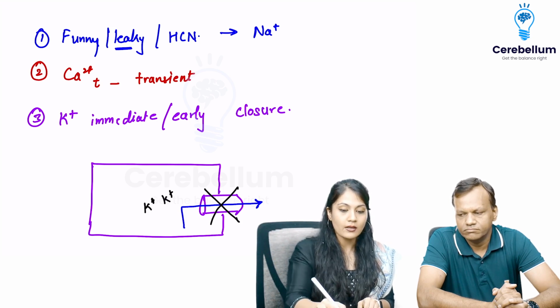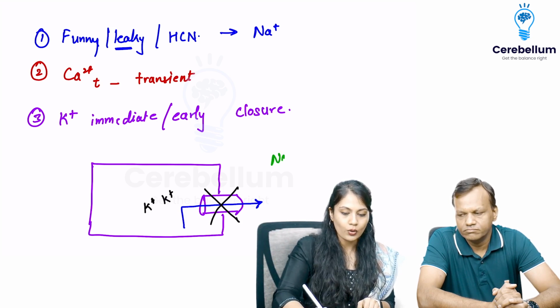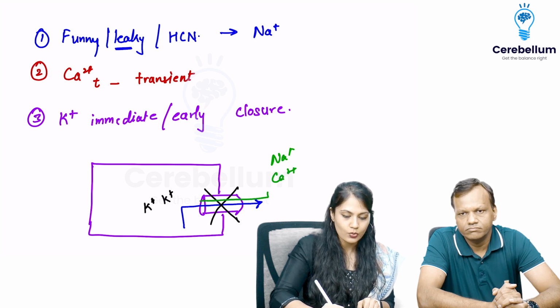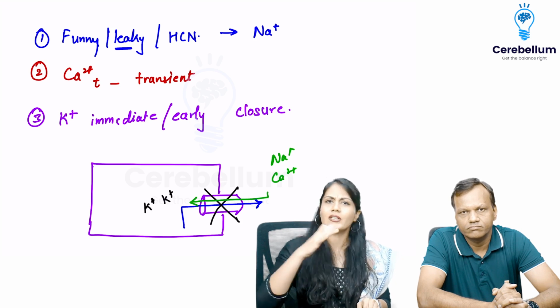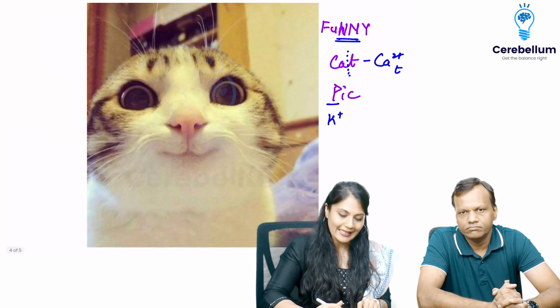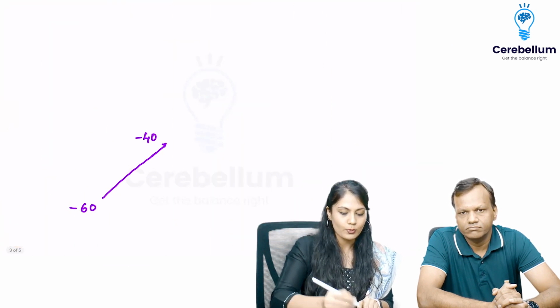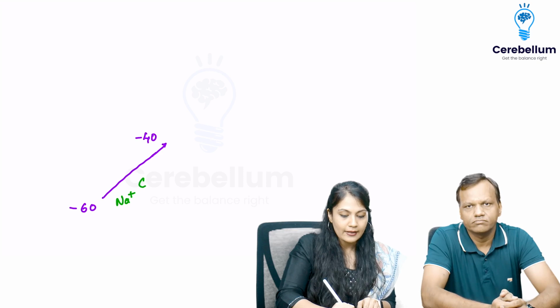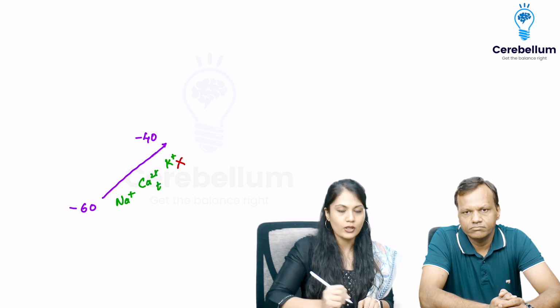What about the sodium and calcium? The sodium and calcium are usually present more outside. When they come inside, positivity will build up. So the positivity is going to build up from -60 towards -40. What are the ion channels? The leaky or funny sodium channel, then the calcium T channel, and then the potassium early closure. I'll denote it like this.